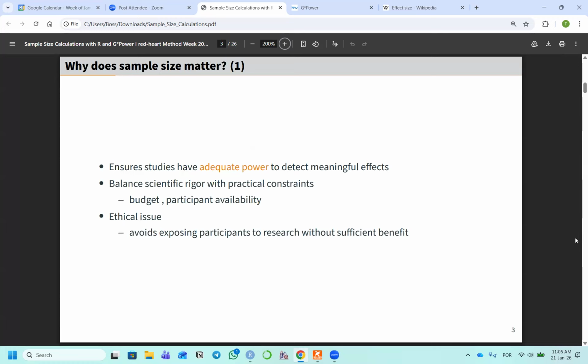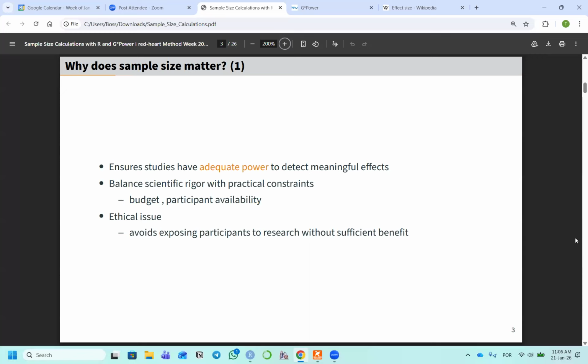The first and very important reason why we are bothered about sample size is that it ensures studies have adequate power. If a certain study has adequate power, that means we can feasibly detect the effect if it actually exists. The second reason is that it can balance scientific rigor with practical constraints. Sometimes there is a trade-off, a budget constraint in terms of time, in terms of funds, in terms of participants. So we have to balance this trade-off.